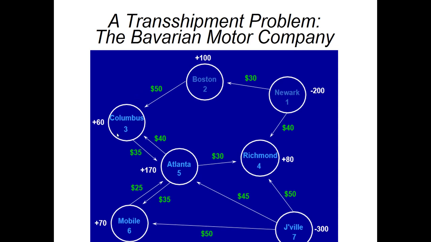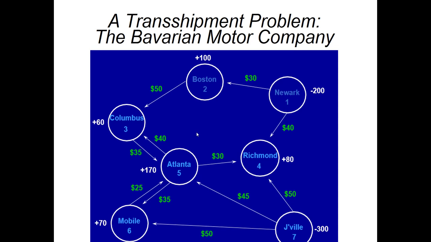Between 2 and 3, we have an arc. And then you can see that between 5 and 3, we have two arcs. One is from 3 to 5, and another one is from 5 to 3. Basically, it means that the materials that can be transferred from station 3 to 5 cost $35, and from 5 to 3, that means they can cost $40.